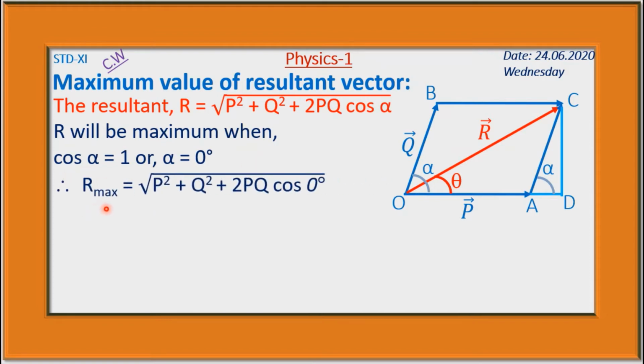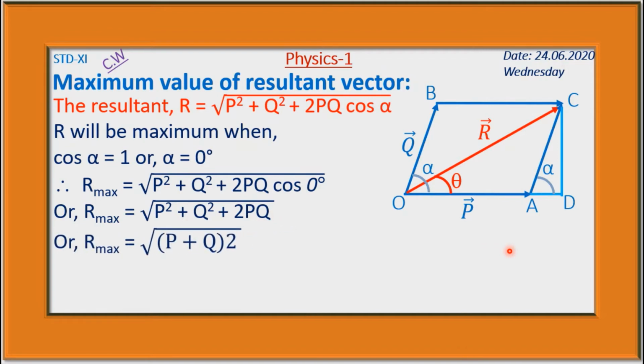And R max, that is the maximum value of R, is equal to root over P square plus Q square plus twice PQ cos 0 degree. And we already know cos 0 degree is equal to 1. Therefore R max is equal to root over P square plus Q square plus twice PQ, or R max is equal to root over P plus Q whole square. Therefore we can write R max is equal to P plus Q. This is the maximum value of the resultant of two vectors.